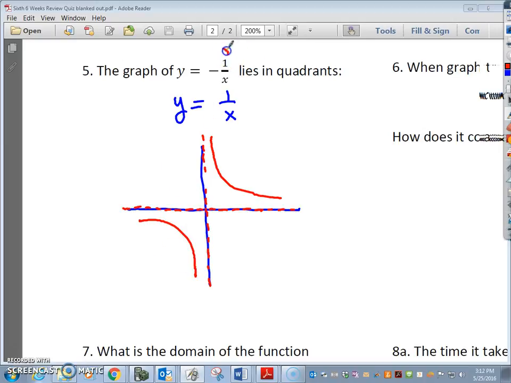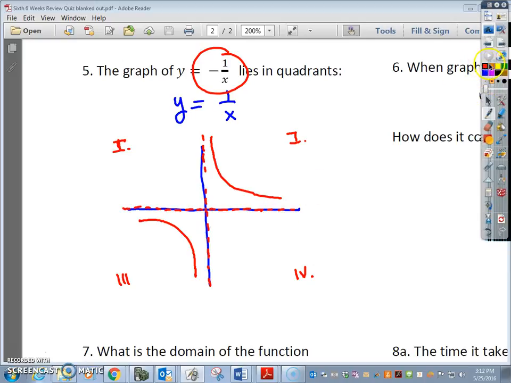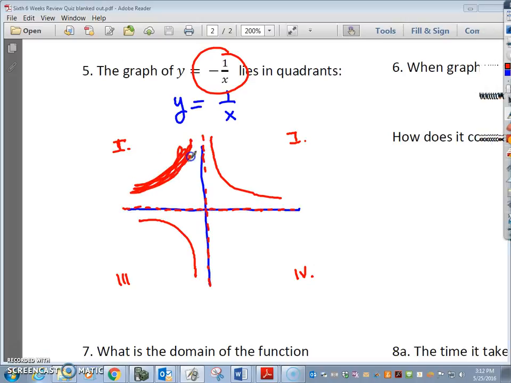But it doesn't want that. It wants to know when it's negative. Where's it going to be if it's negative? So just to recap, this is quadrant 1, quadrant 2, quadrant 3, and quadrant 4. Okay? So if it's negative, it is going to do what? It's actually going to flip, and it's going to be in this quadrant and in that quadrant. So it's actually in quadrant 2 and 4. 2 and 4.